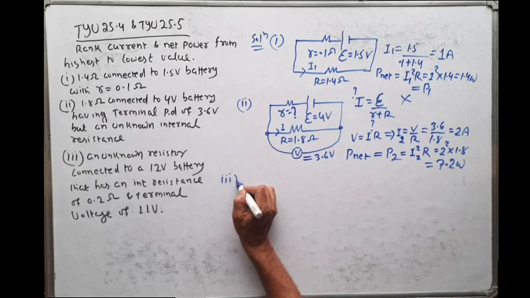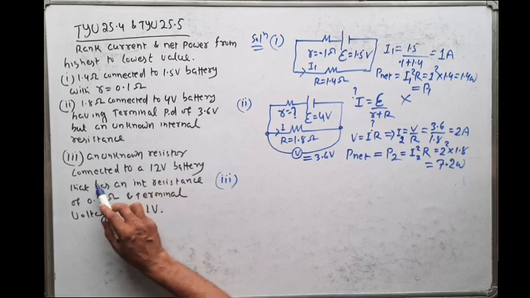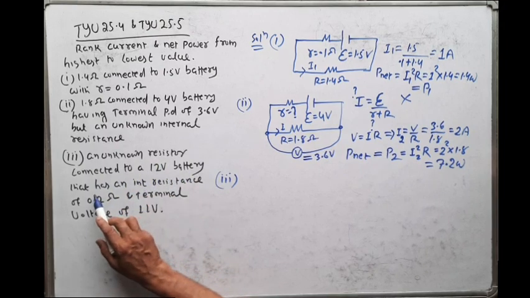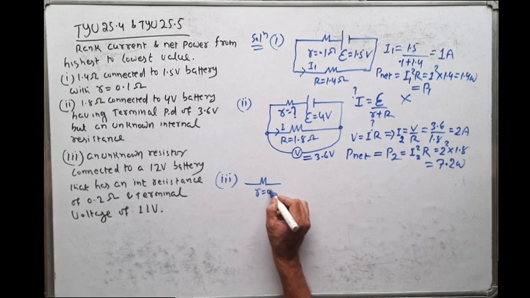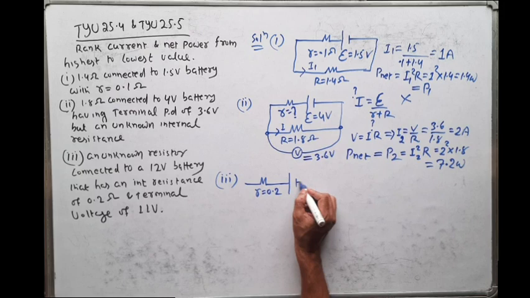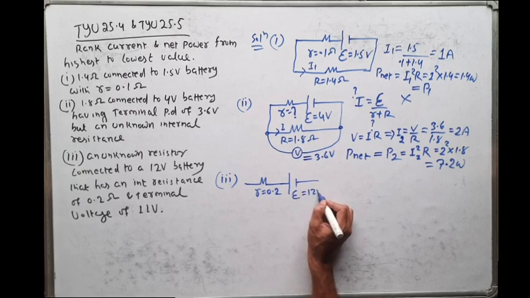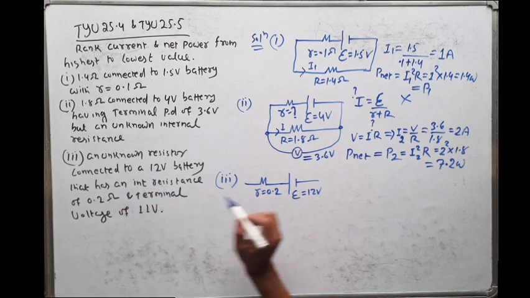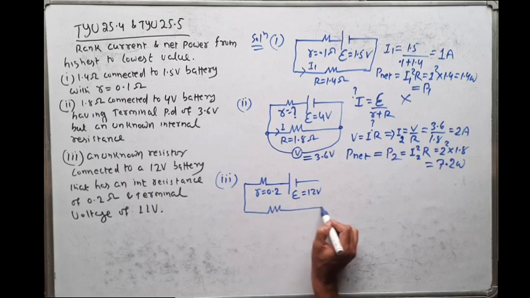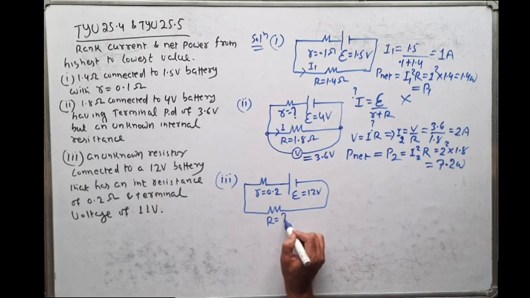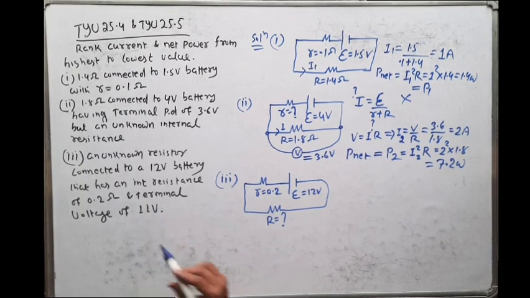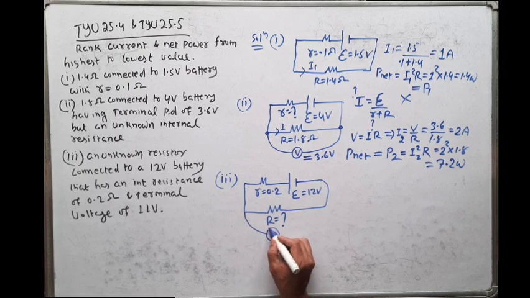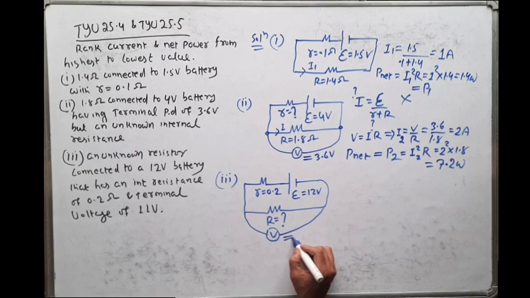Come to third circuit. In the third circuit, an unknown resistor is connected to a 12 volt battery that has an internal resistance of 0.2 ohm. So this is a battery of internal resistance 0.2 ohm and the battery EMF is equal to 12 volt. It is connected to an unknown resistor. The external resistance, that is R, is not known. It is unknown. And terminal voltage of 11 volt. So what is the terminal voltage across this load? So V is given 11 volt.